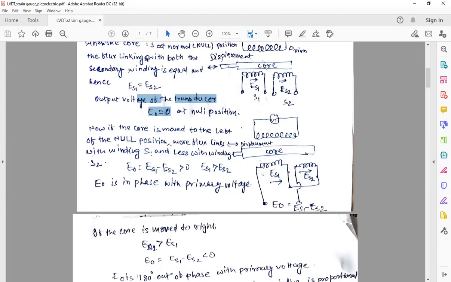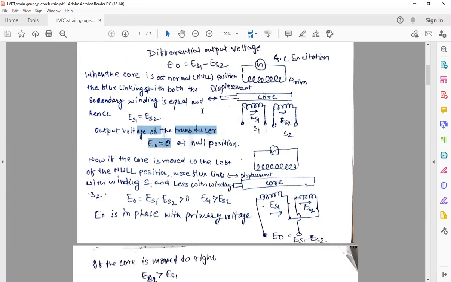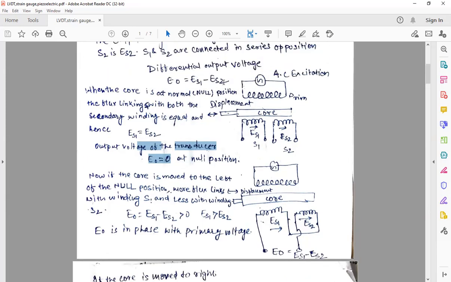At a null position, that means in the middle of the core, flux linkage to both windings ES1 and ES2 are the same. In that condition the output voltage, which is equal to ES1 minus ES2, is 0, because ES1 minus ES2 is equal to 0.